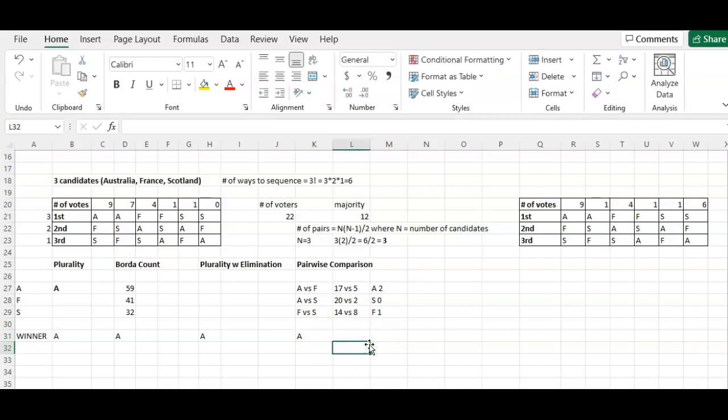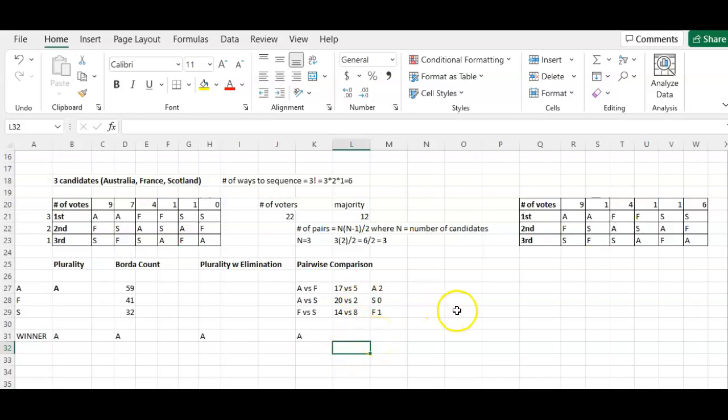And also, if you remember from the PowerPoint, a Condorcet candidate is any candidate that happens to win in each comparison. If they win in every comparison that they are in, then they are a Condorcet candidate. So in this example, A wins here, A wins here. So A is a Condorcet candidate because Australia won in every comparison. You could still win and not be a Condorcet candidate, but in this example, A is a Condorcet candidate.